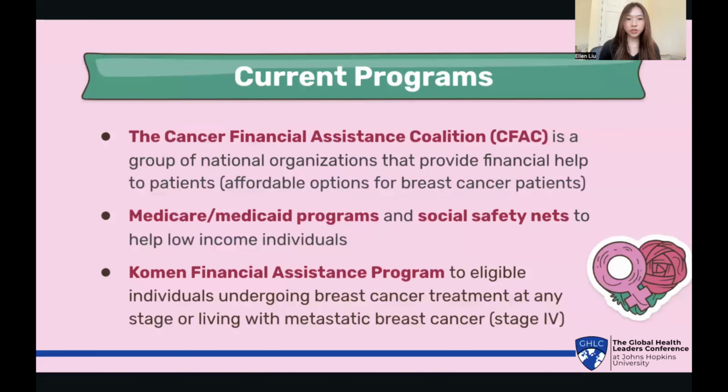So, conclusion. There are a lot of current programs that exist right now that can ease the inequities in the healthcare system. Some examples include the Cancer Financial Assistance Coalition, also known as the CFAC, which is a group of national organizations that provide financial help to breast cancer patients. There's also Medicare and Medicaid programs and social safety nets to help low-income individuals. And also there's the Komen Financial Assistance Program for eligible individuals undergoing breast cancer treatment at any stage. So these are just a few of the current programs that can help ease the inequities that currently exist in the status quo.